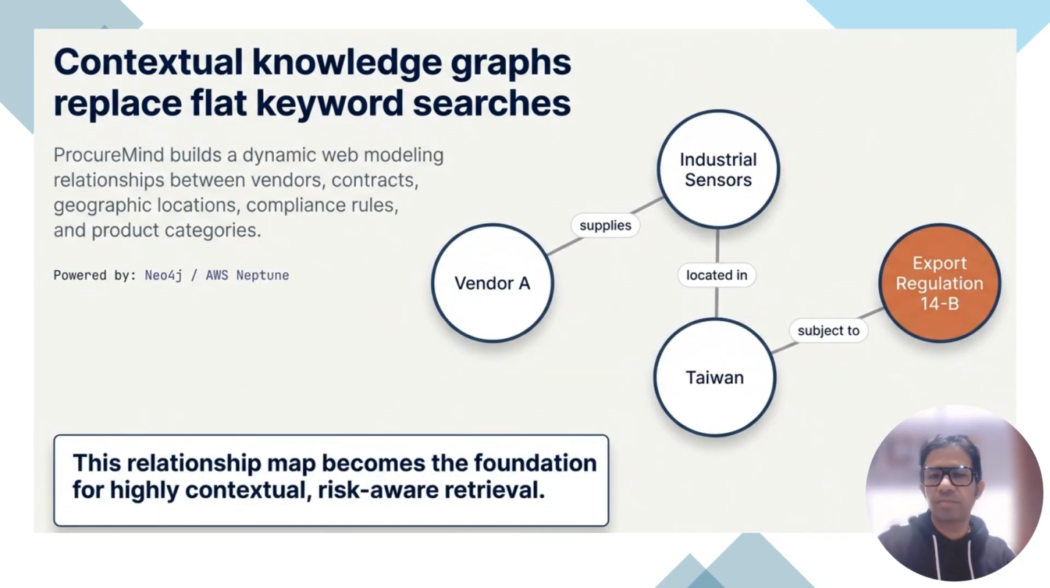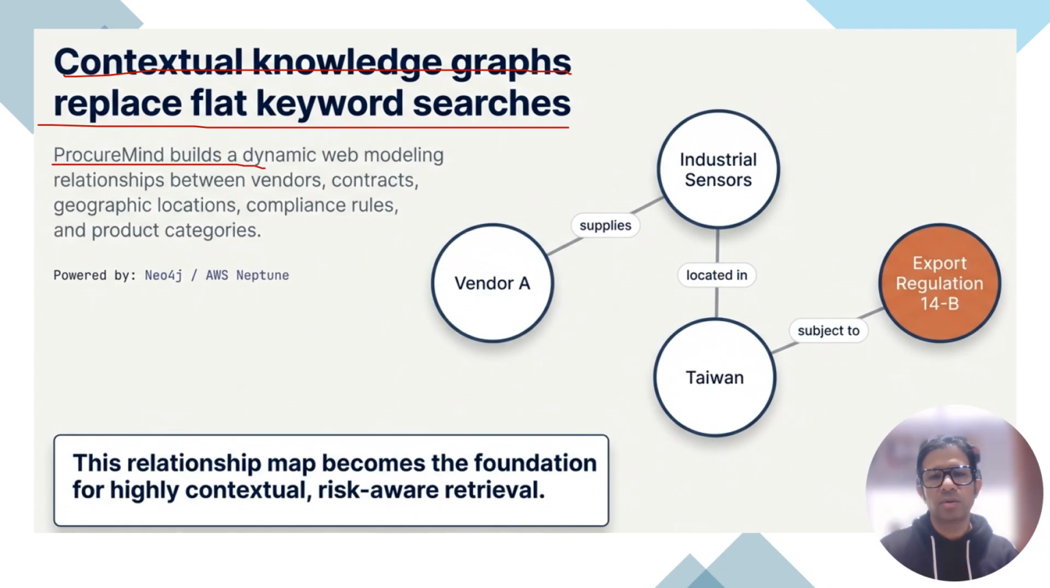Now comes this one, where the ProcureMind operating system starts to look like a real enterprise intelligence system, because this is where we move beyond keyword search. Contextual knowledge graphs replace flat keyword searches. So the core idea is simple. Keyword search is flat, but procurement reality is relational. Procurement decisions depend on relationships between vendors, contracts, locations, policies, and product categories.